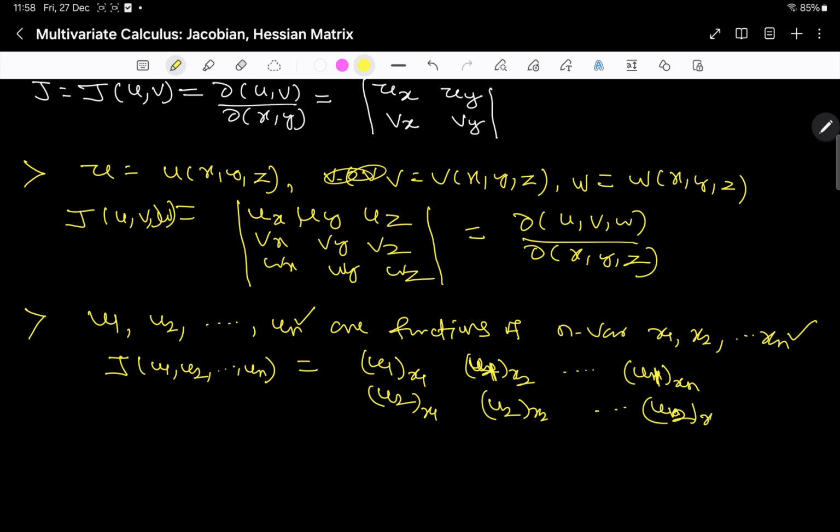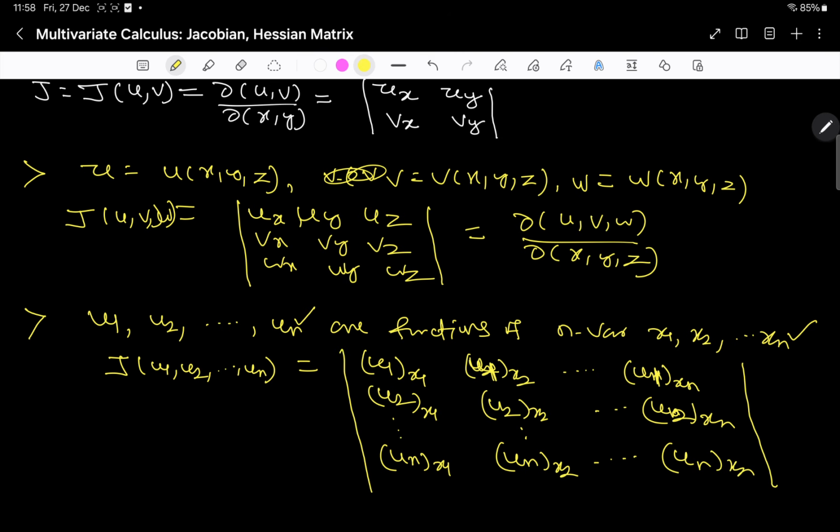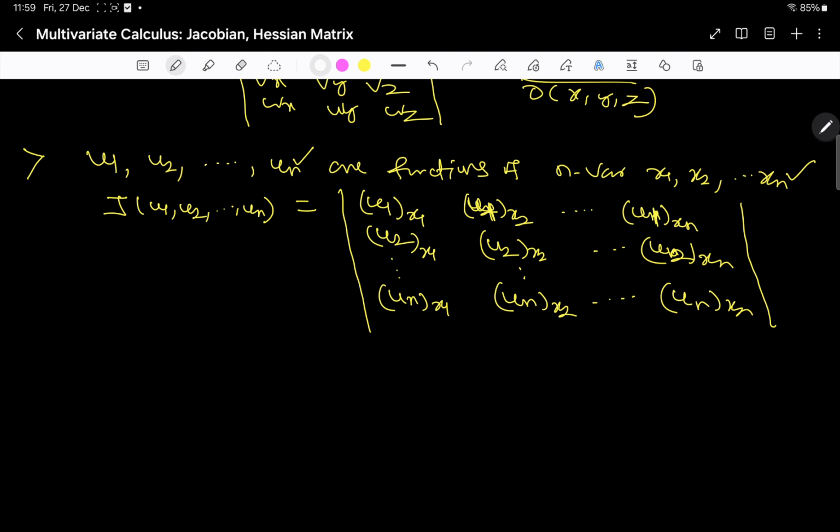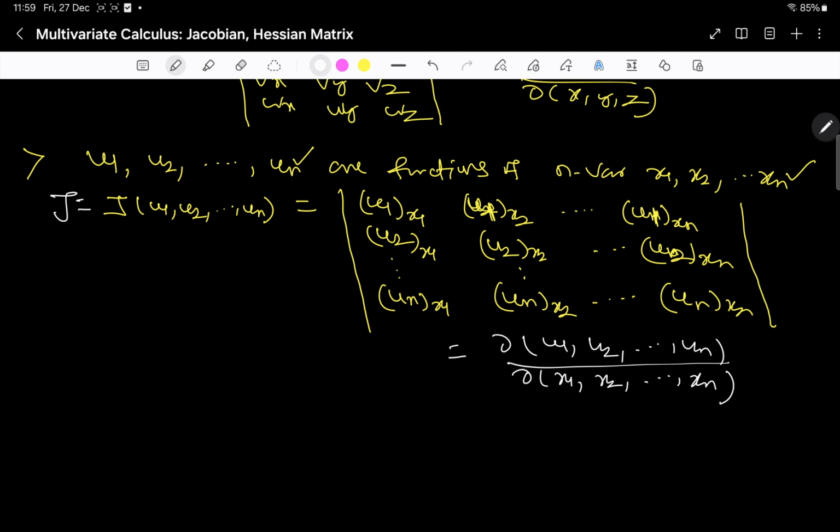u2 is differentiated with respect to xn. Likewise, here un is differentiated with respect to x1 partially, un is differentiated with respect to x2, and so on. Here un is differentiated with respect to xn partially, and you find the determinant. Likewise, in other notation I can write it as del u1, u2 up to un divided by del x1, x2 up to xn. In short, this is my J, the Jacobian.